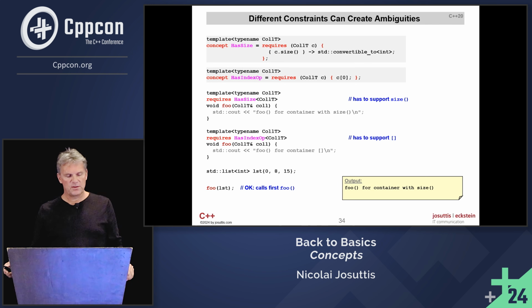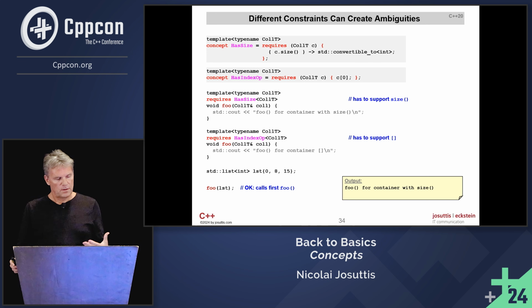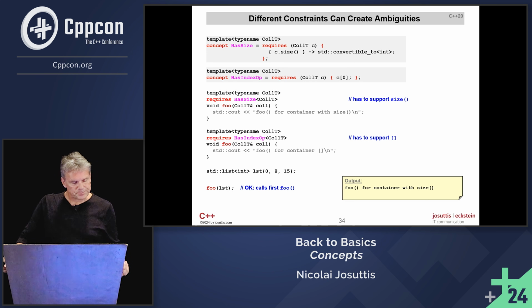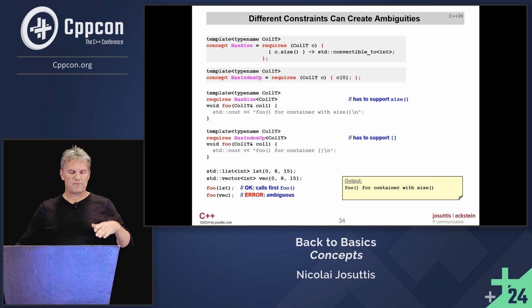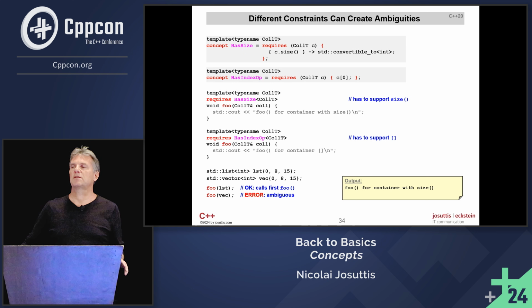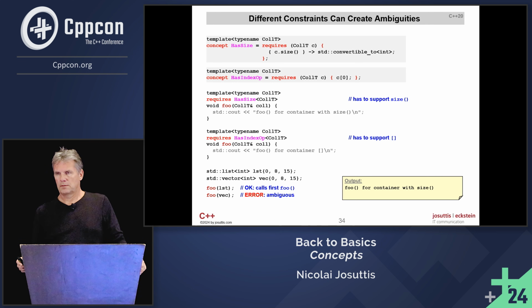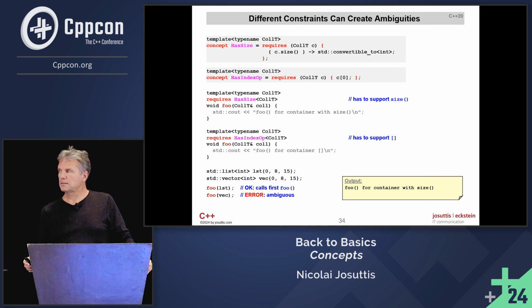Well, if you have a list, this works fine, because a list has no index operator. So it's clear that only the first foo can be called, but not the second one. So we call that. But if we pass that to a vector, that's an ambiguity. So we have now two function templates, both have a constraint.